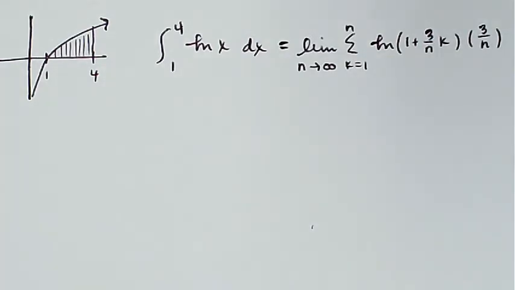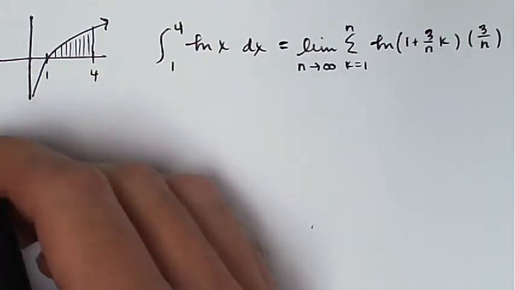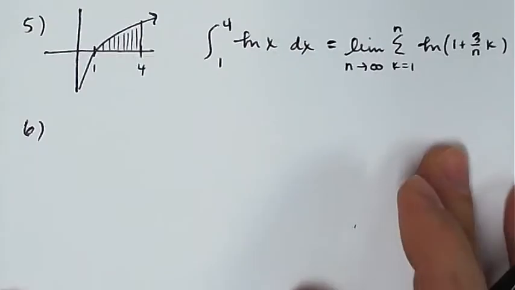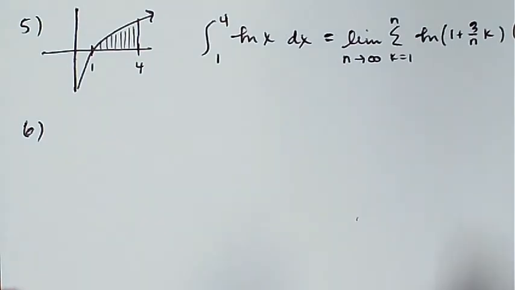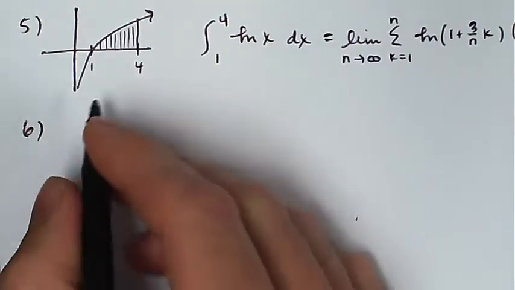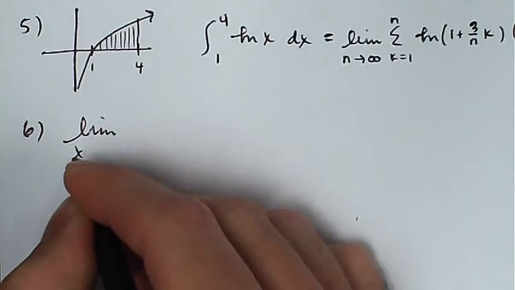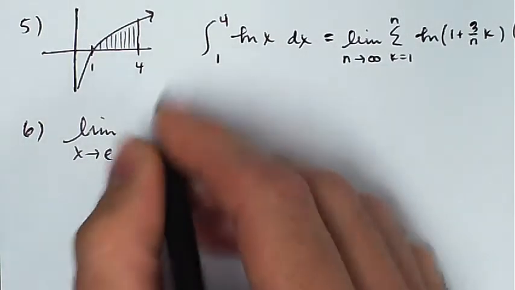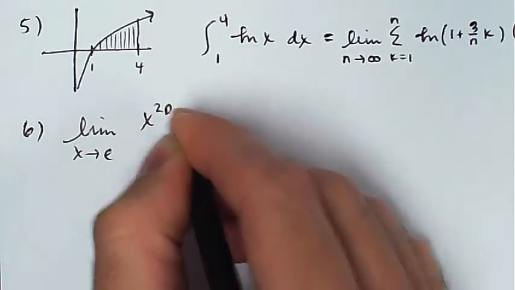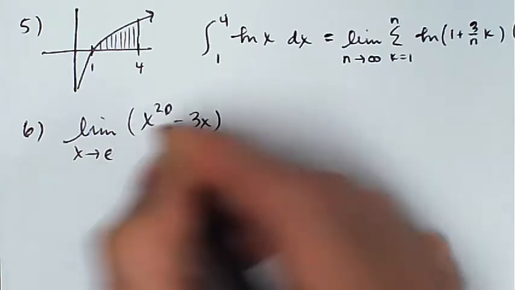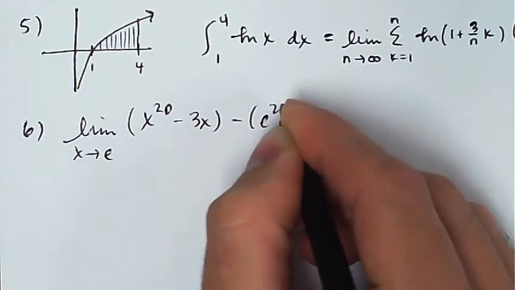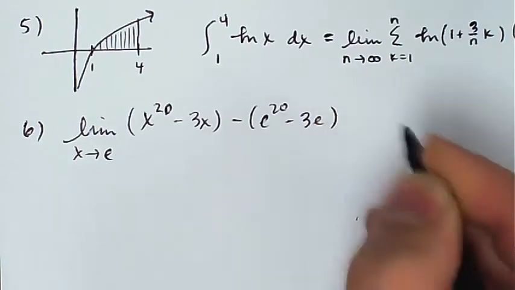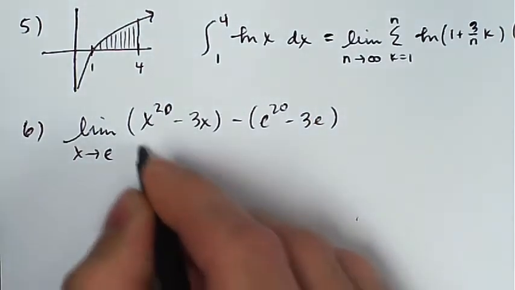All right. And then, okay, the rest of these are all related to the definition of the derivative. So, the limit as x approaches e of x to the 20 minus 3x minus e to the 20 minus 3e divided by x minus e.